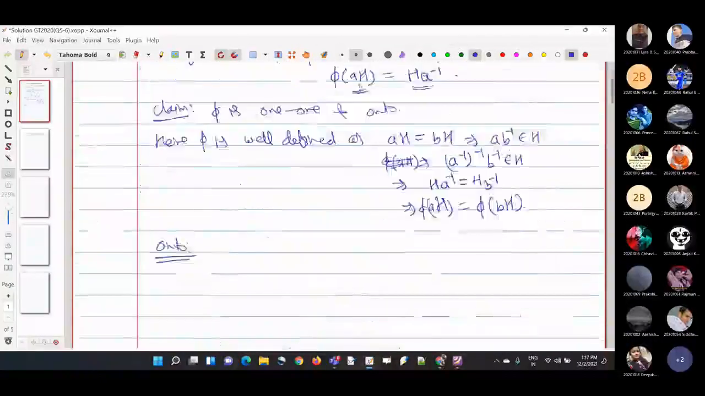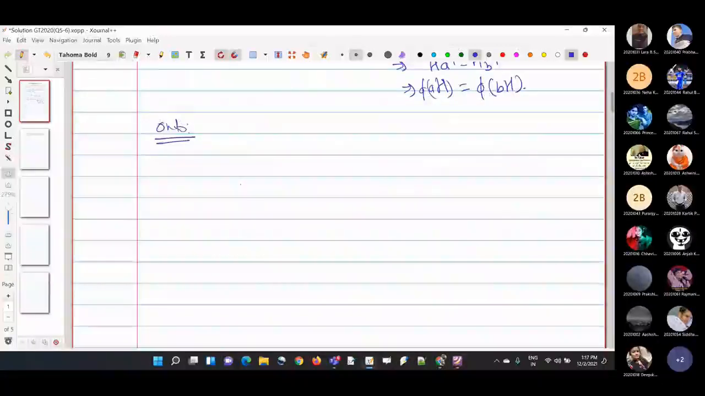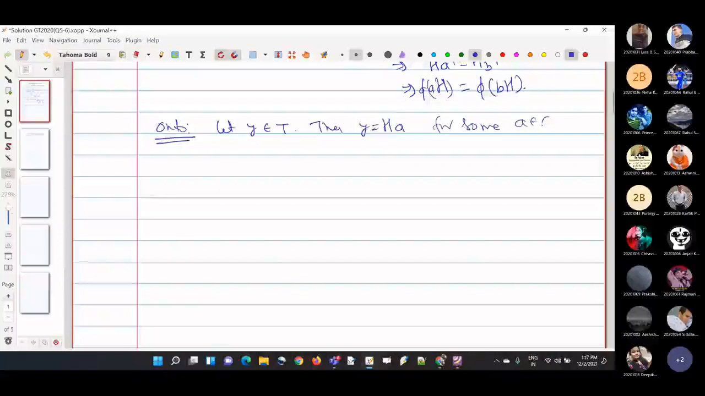Sorry. Okay, they are writing bijective. So for onto, we can take any y belongs to T, that is the collection of all those right cosets of H in G. Then y equals Ha for some a belongs to the group G.